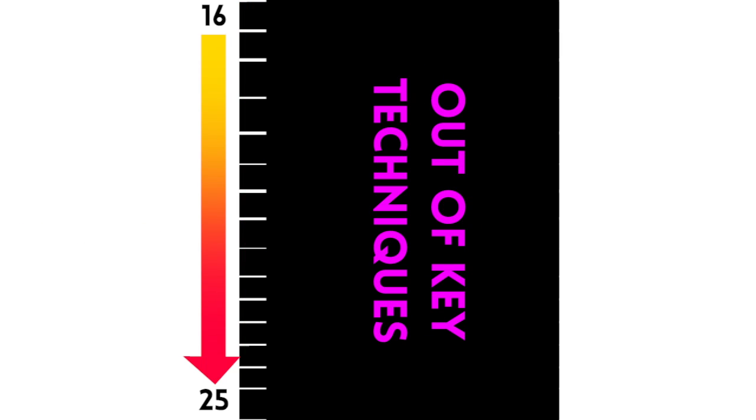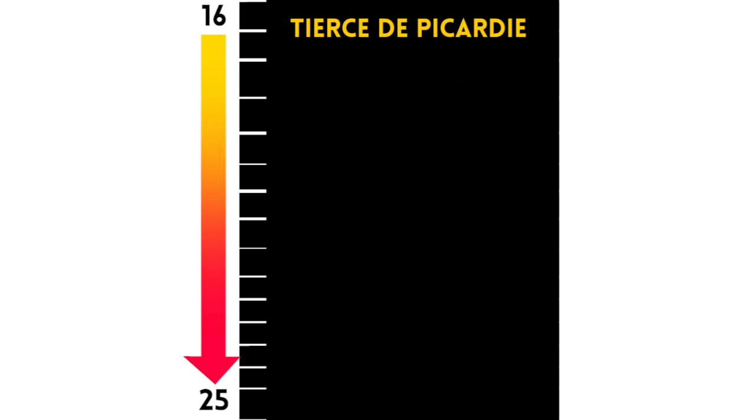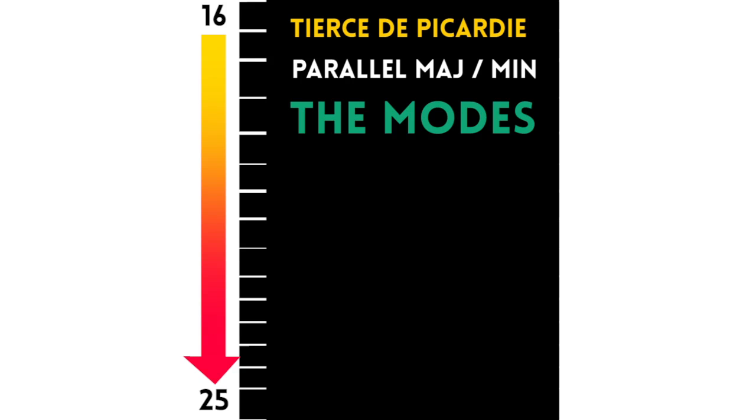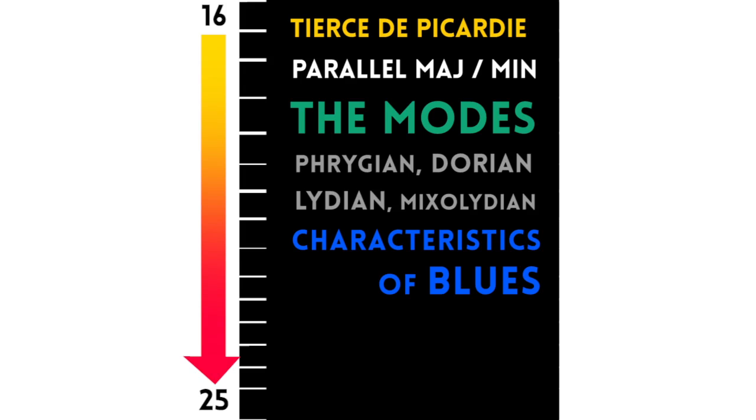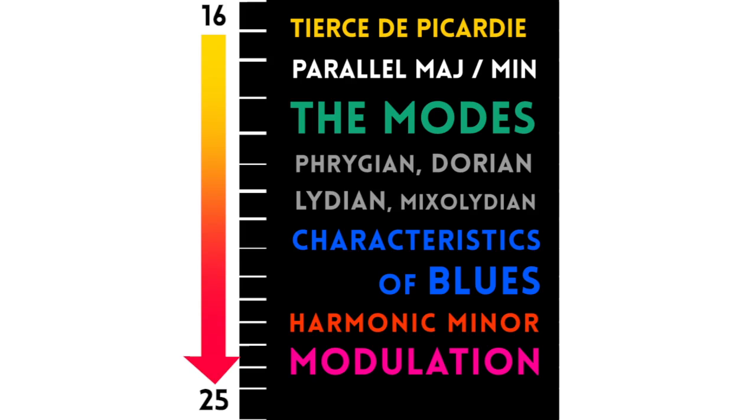Now, lessons 16 onwards I'll be adding over the next few months. So these techniques will include the tierce de Picardy, parallel major and minor scales. I'll discuss the modes, so the Phrygian, the Dorian, Lydian, Mixolydian, and so on. I'll look at characteristics of blues music, including the blue note and the 12-bar blues chord progression. We'll look at the harmonic minor scale, and I'll show you some common modulations, key changes which occur.